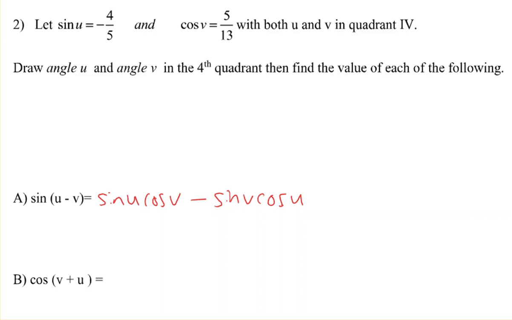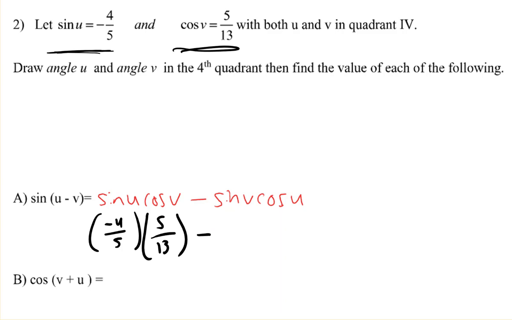Now I go up here and look at my information and I say, okay, sine of u, not a big deal. They told me that was -4/5. Ready to go. Cosine of v, hey, that one's also given to me. That's 5/13. Okay, what about the sine of v though? They didn't tell me what that was, so how am I supposed to figure it out?